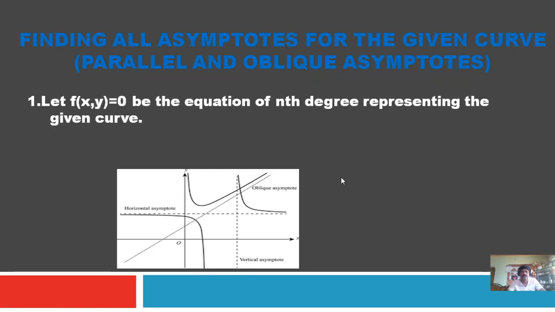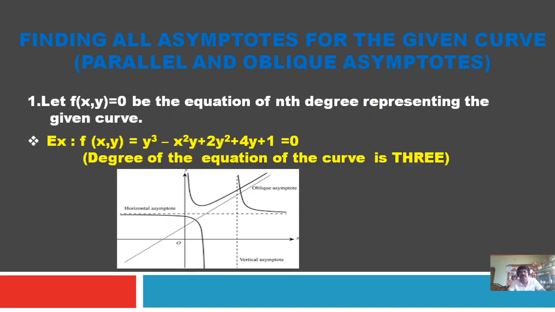So the first step for finding the oblique asymptote is like this. Let f of x comma y equals 0 be the given equation of nth degree representing the given curve. So here we are taking an equation of the curve in the form of f of x comma y equals 0. For better understanding, I am taking one example. Through the example, I am explaining how to find asymptotes for the curve.